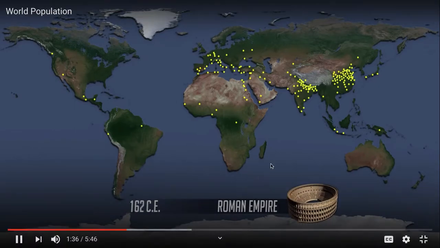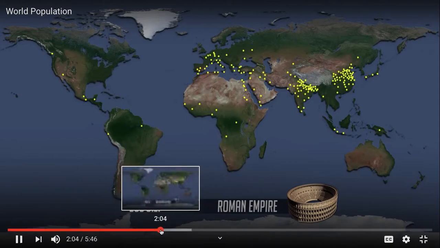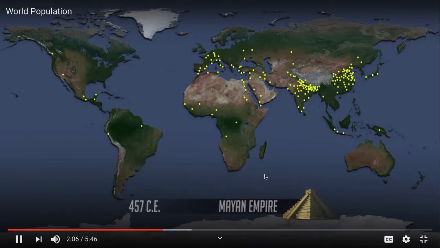Nothing's really happening. Here's the Roman Empire. So you can see in Europe a dot or two pops up because the Romans start making their way all around this region of the world. Let's skip forward a little bit. So it's kind of staying the same. Nothing crazy's happening. There's a dot here, a dot there. Not a ton is happening in the Americas. People are really spread out.